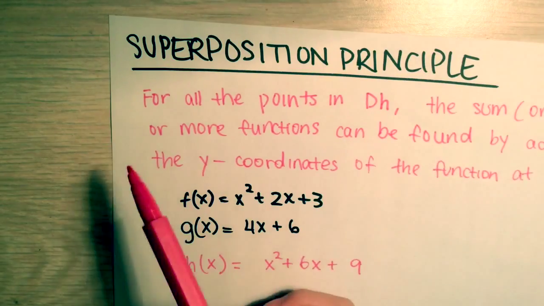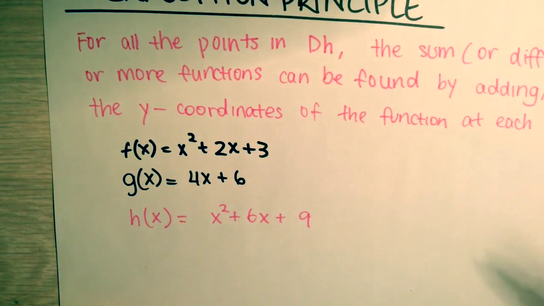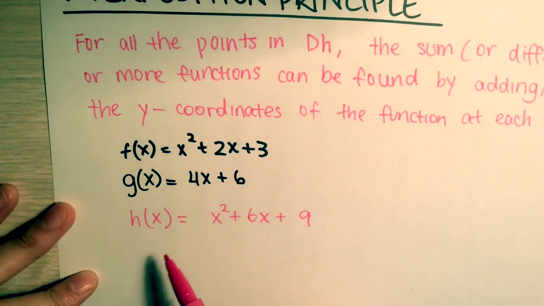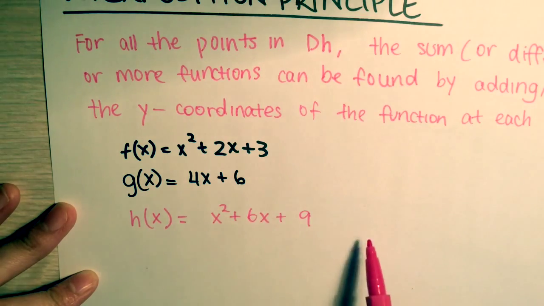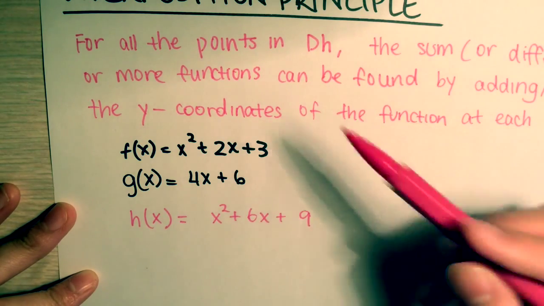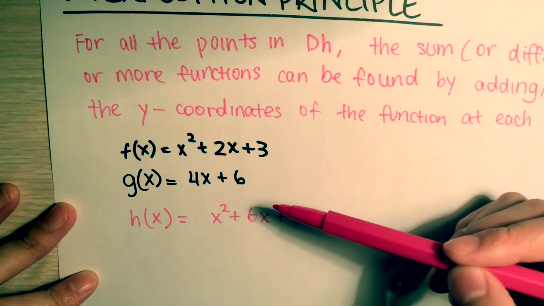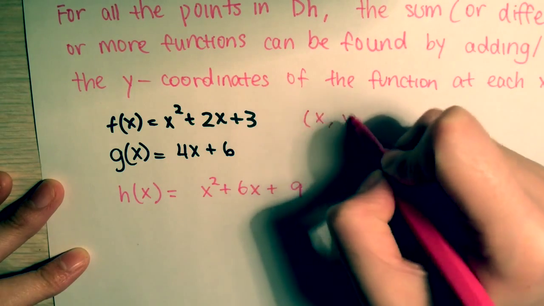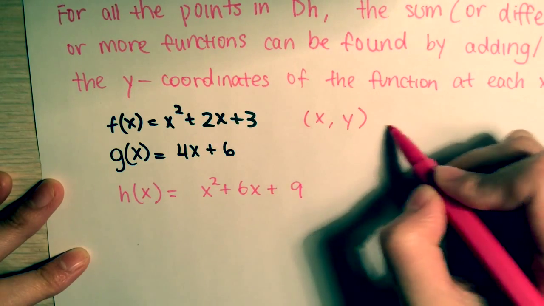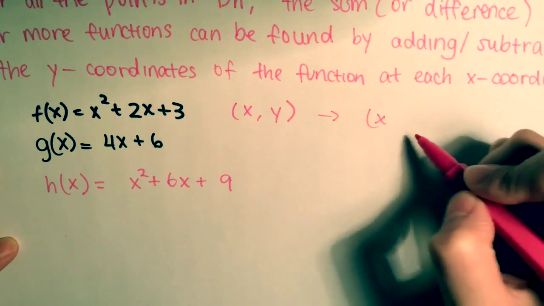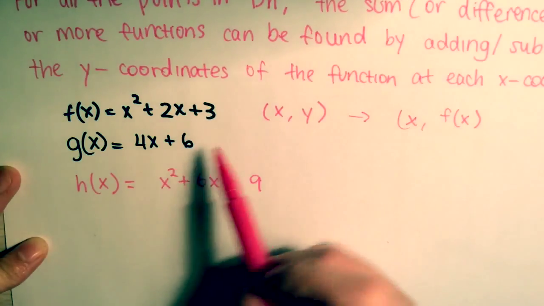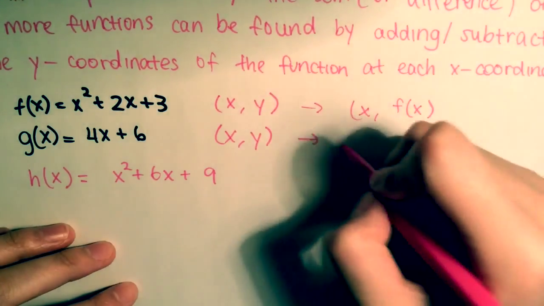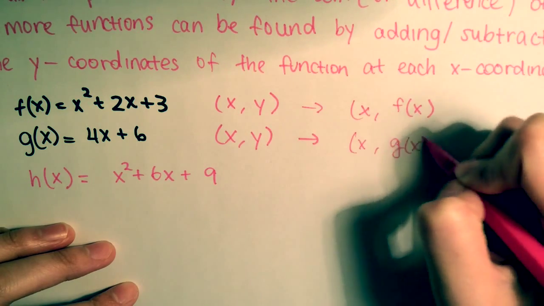So if we were to use the superposition principle to make a graph of this or find the points of this, we can basically say that for each x value in this new function, the y value is the addition of the y values of f(x) and g(x). So basically, this would give you one coordinate, x and f(x). And this one would give you another coordinate for whatever x value you plugged in, and that would give you x and g(x).